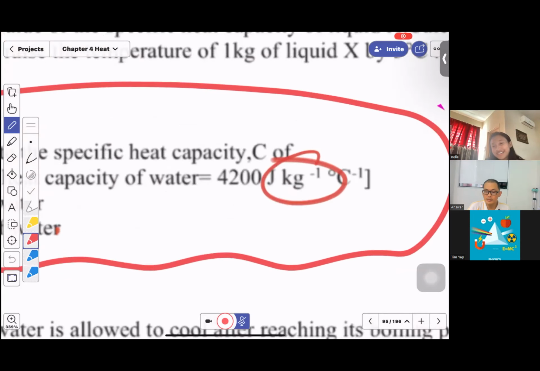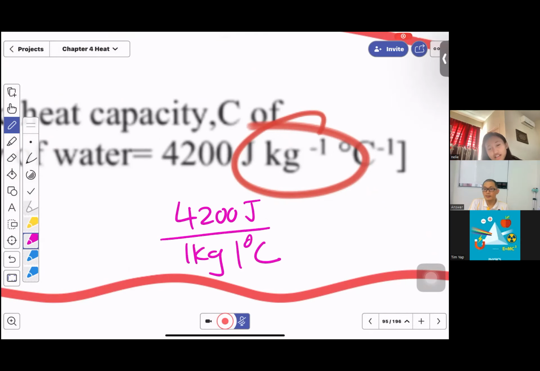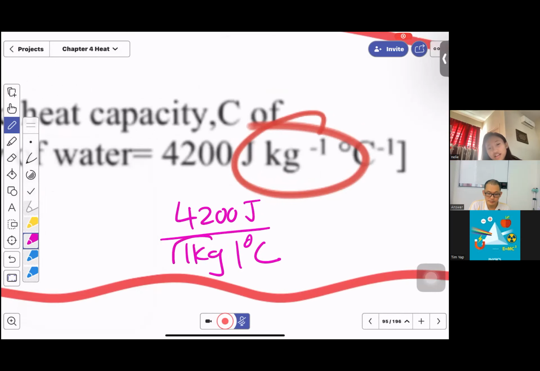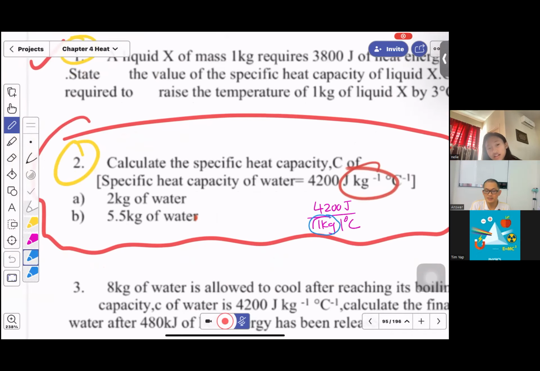Okay, 4,200 joule per kg per degree Celsius means this is for 1 kg. If I ask you 2 kg of water, what is its specific heat capacity? You also have to refer back to 1 kg. Still 4,200.